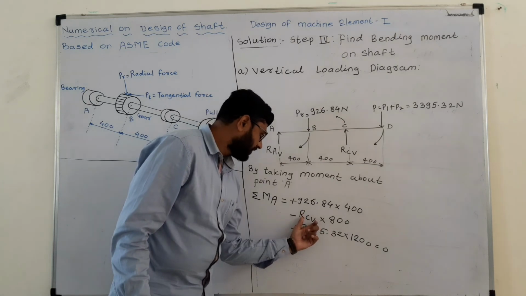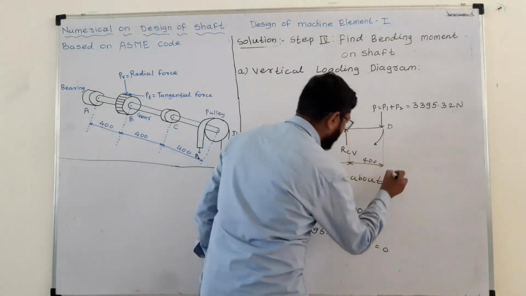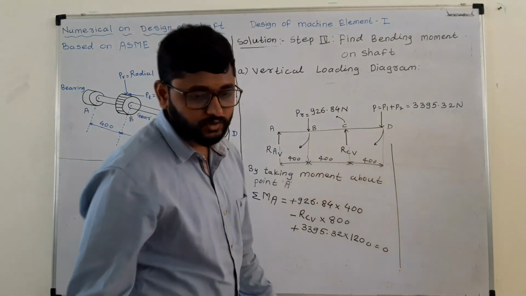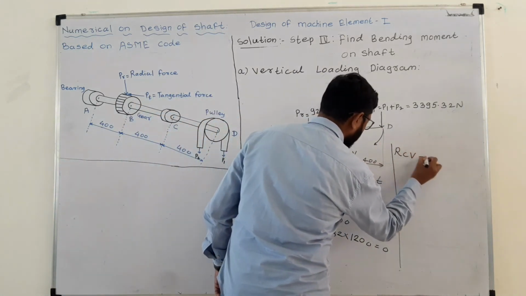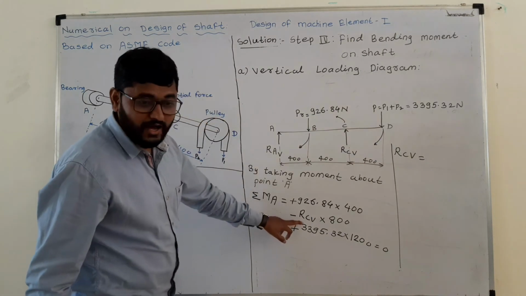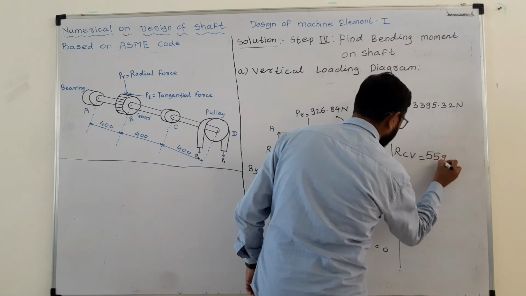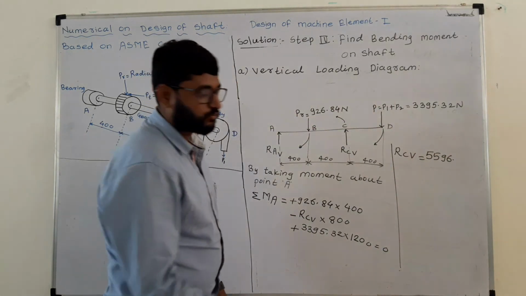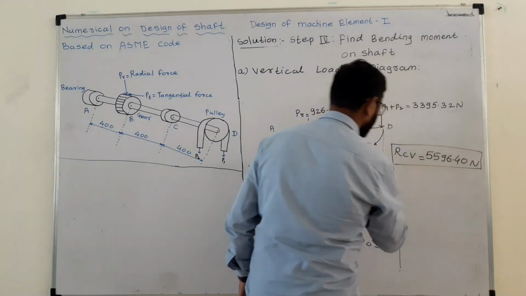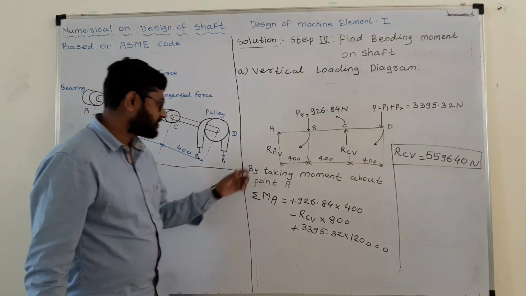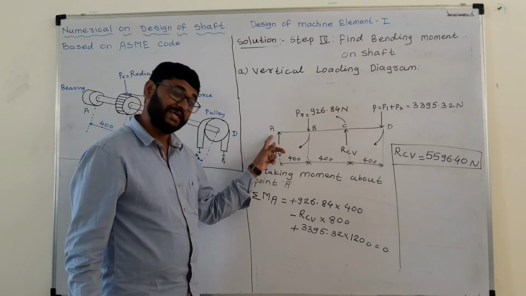Here the only unknown is RCB. So by calculation we'll get the answer for RCB is equal to 5596.40 Newton. We'll get the first answer, that is the reaction at point C, by taking moment about point A.